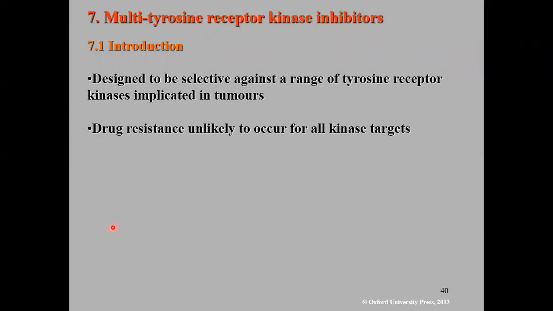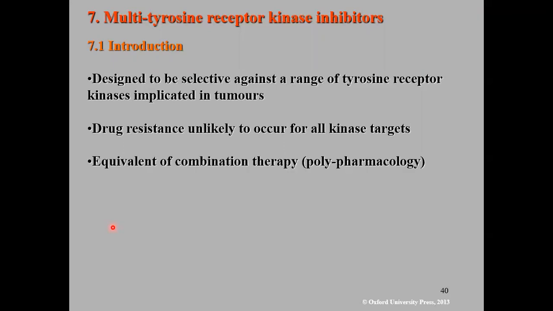The reason why we are using these is because drug resistance is unlikely to occur for all kinase targets. So if a drug can inhibit 3 or 4 targets, even if the cancer is able to develop resistance for one of those targets, maybe 2 targets, the cancer is not gonna develop resistance for all of them. This is equivalent of combination therapy.